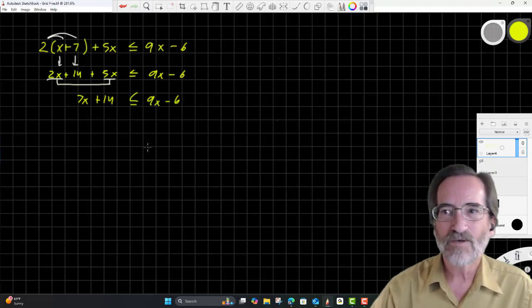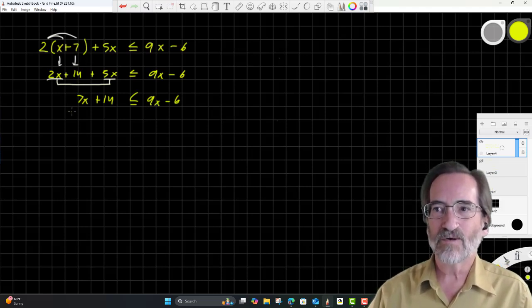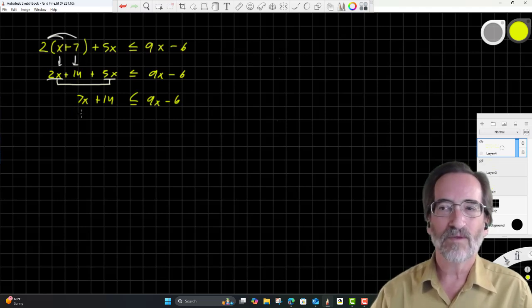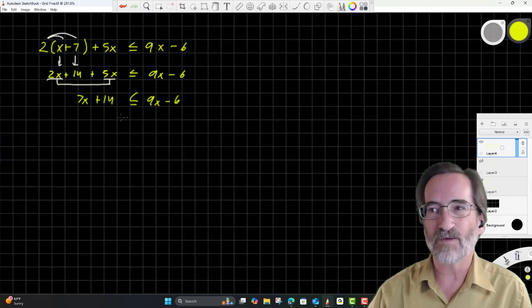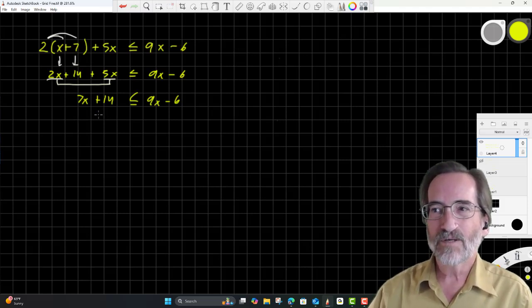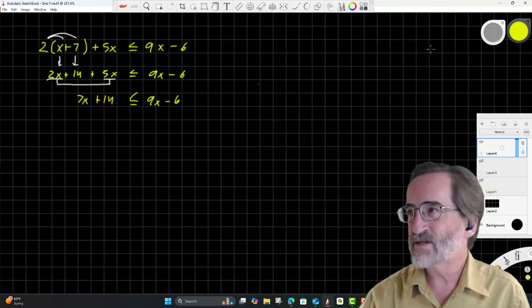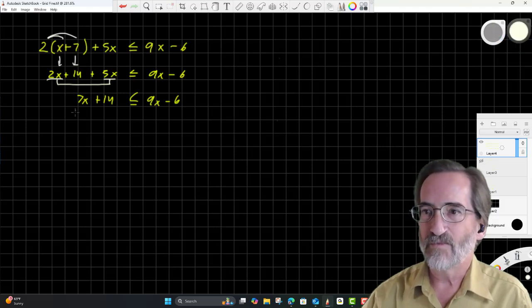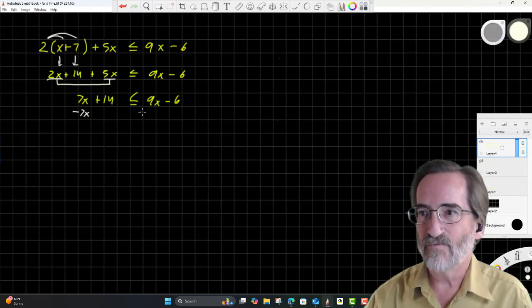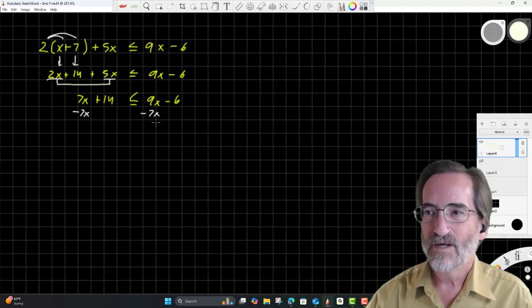Now here you have a choice. You could subtract 9x from both sides and end up with a negative, in which case you've got to remember that if you multiply or divide by a negative, you flip the inequality symbol. I'm going to follow the rule, I like to keep it positive. So I'm going to subtract 7x from both sides because 7x is less than 9x. Result in a positive solution, minus 7x from both sides.